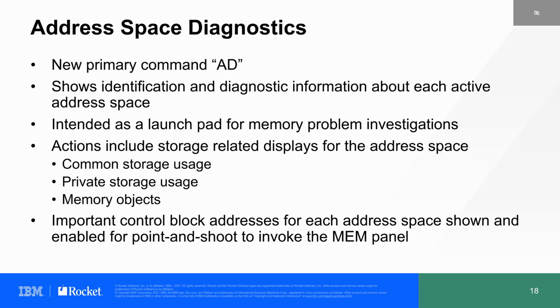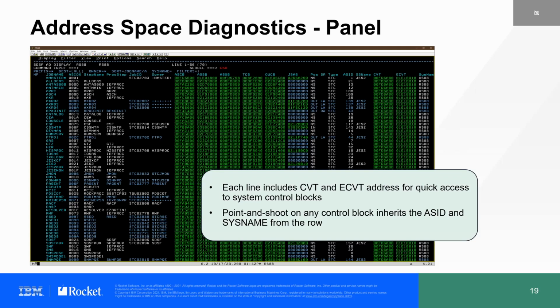And you can also do actions against the row to look at common storage, private storage, and 64-bit memory objects. So it's your go-to guy if you're going to do memory analysis. And it looks something like this.